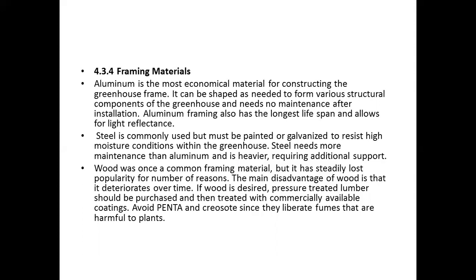So next is steel. Steel is commonly used but must be painted or galvanized to resist high moisture conditions within the greenhouse. Steel needs more maintenance than aluminum and is heavier, requiring additional support. Steel is a heavier material than aluminum. Aluminum is a very light material and needs no maintenance, because it is lighter in weight and very cost effective, so it doesn't need any of the maintenance cost as is needed for the steel material.